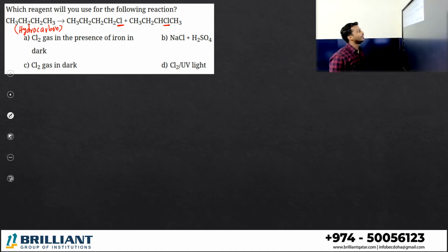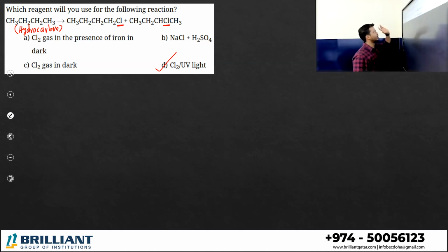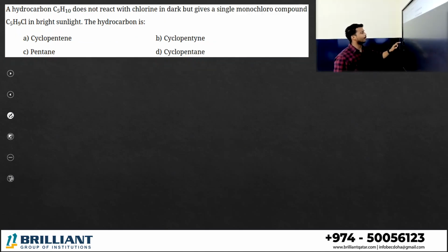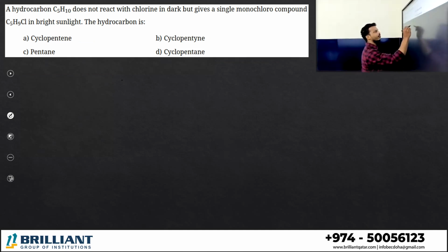Substitution reaction. So, if you want to add chlorine into an alkane, the best reagent is which one? Chlorine in presence of light or heat. So, what is the answer? Option D. Okay, chlorine in presence of UV light or heat is fine for making a substitution reaction. Okay, next one. A hydrocarbon, it's a pure NCERT based question.